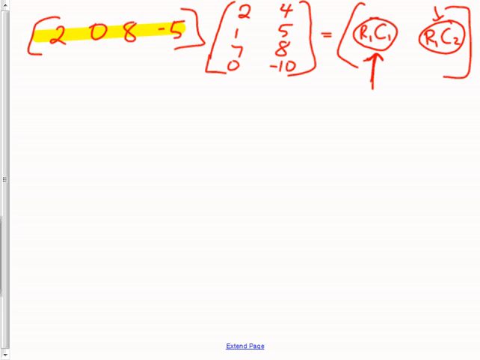That's row 1, right? There only is one row. It's row 1. Where is column 1 in the other matrix? Like that, right? Now, logically, what numbers go together? 2 goes with 2. What does 0 go with? 1. What does 8 go with? What does 5 go with?